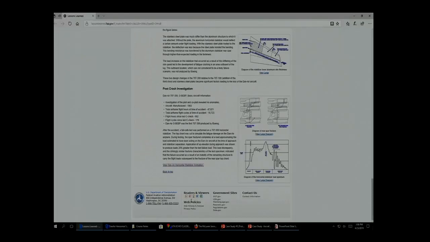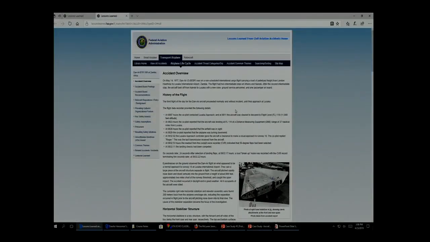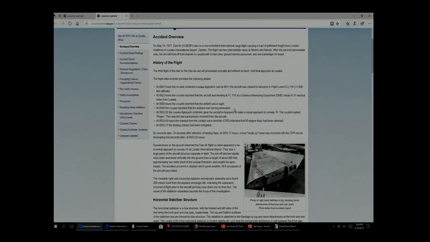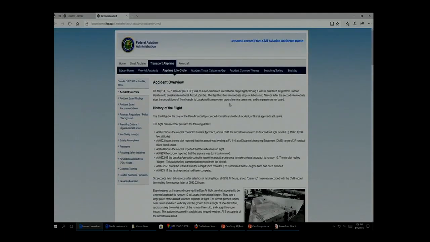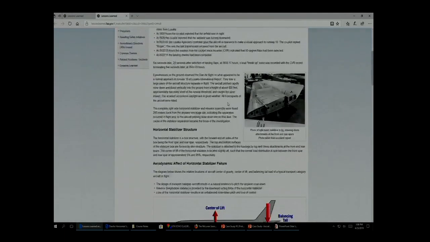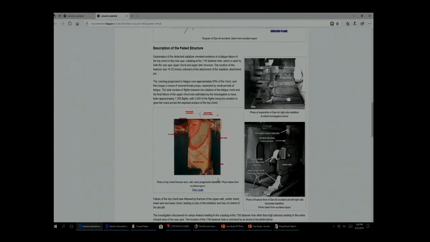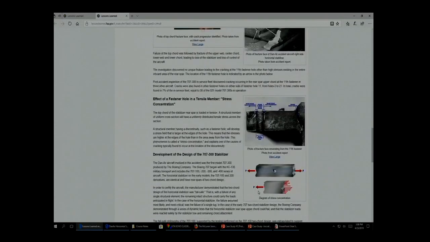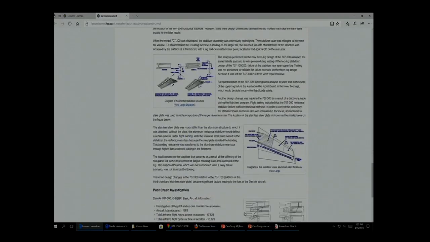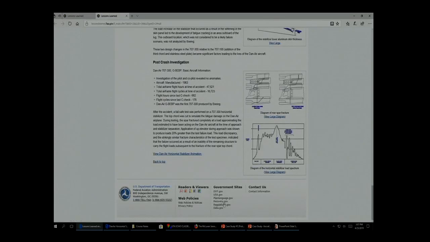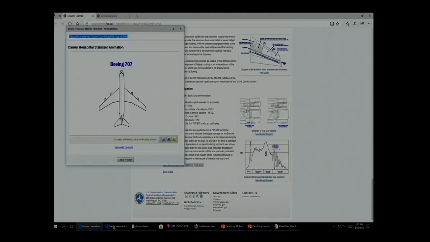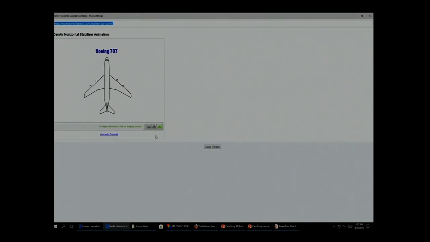There's a website from the FAA that has an article explaining what happened and all the design details, what the surface looked like, and how it happened, and all that. They have an interesting video here. I thought I pulled it up. See, it was working before I put it on.